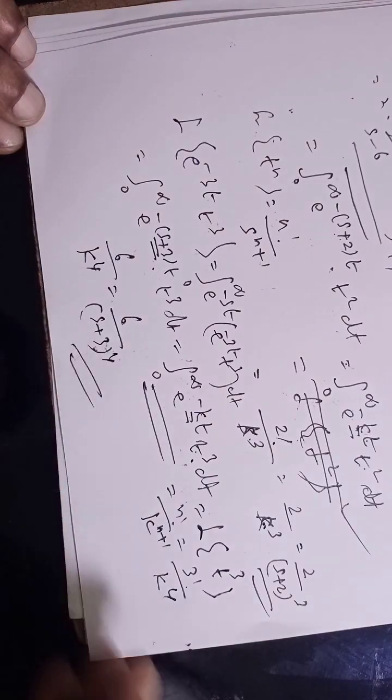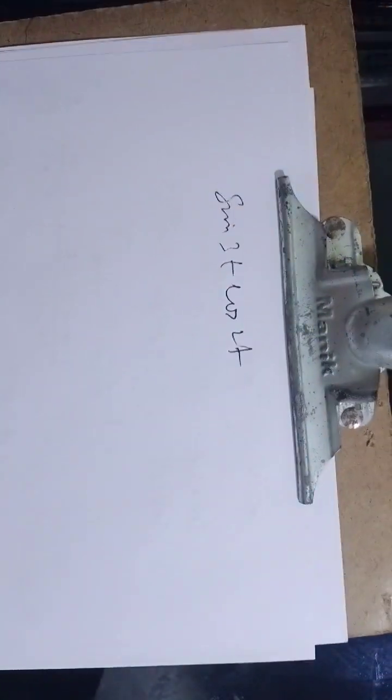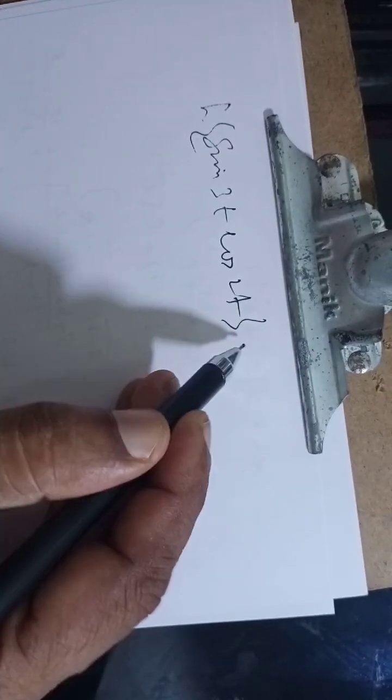Okay. And there may be some other type of questions. For that we can use some trigonometric identity. That is, there is one question. Find the Laplace transform of sin 3t into cos 2t. Sin 3t into cos 2t. Find the Laplace transform of sin 3t into cos 2t. That is to find the L of sin 3t into cos 2t.